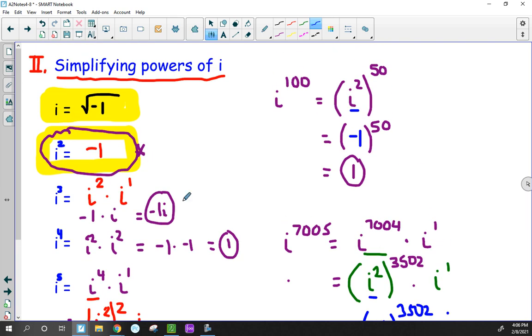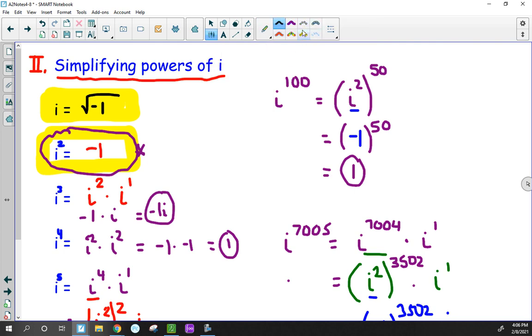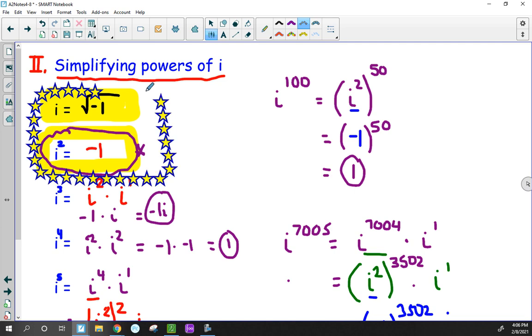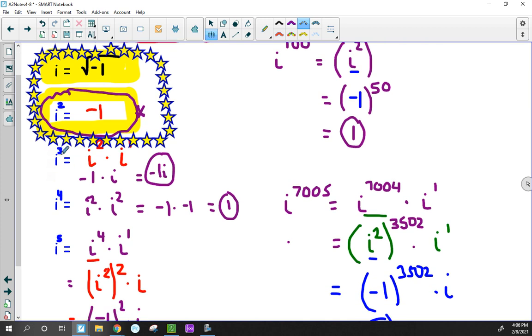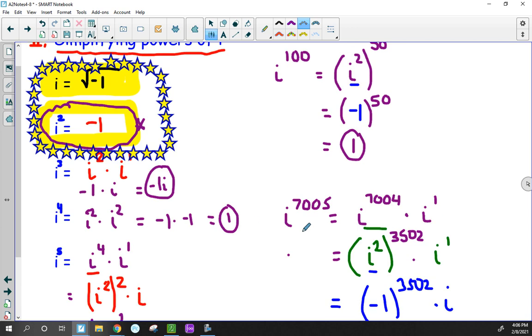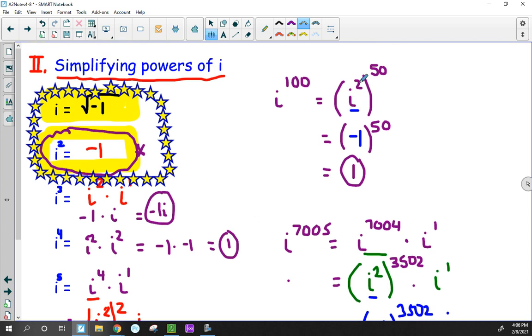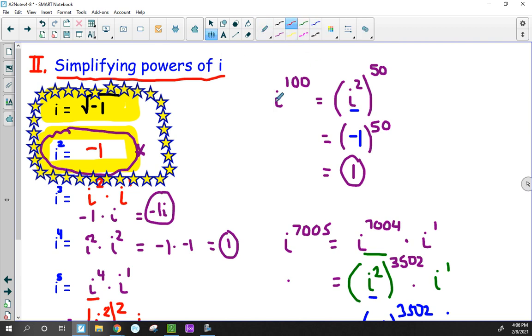Okay, so what I would do is I would definitely, for sure, memorize these two. Make sure you know those two. This one you're going to use the most. And then when I give you an i raised to a power, your job is to break it up into factors, but your real goal is to see if you can get it in terms of i squared, since we know i squared is equal to a real number, and we're used to working with real numbers.